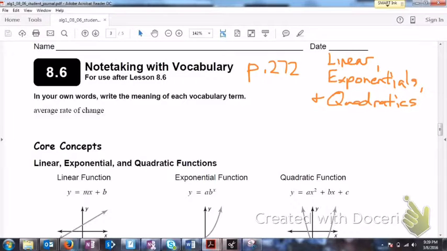We're going to look at section 8.6 tonight. That is linears, exponentials, and quadratics. Oh my. Linears, exponentials, quadratics. Oh my. So if you could, please open up those journals, page 272.